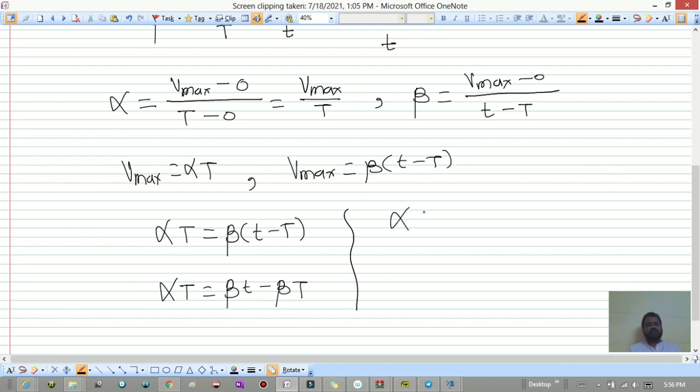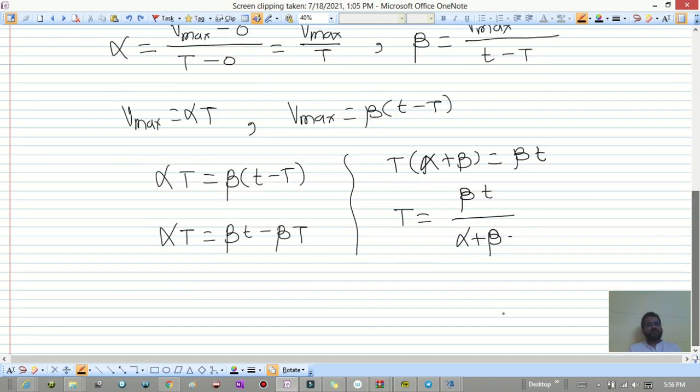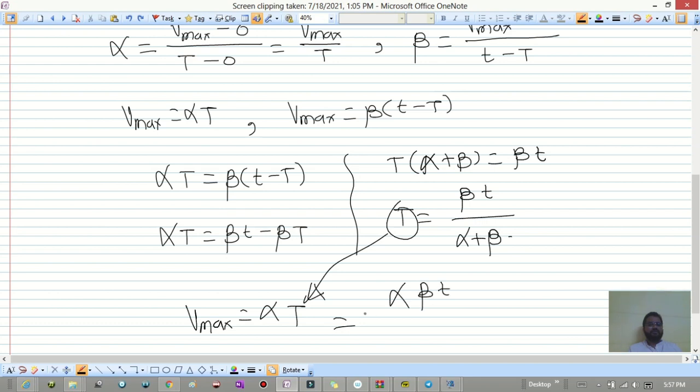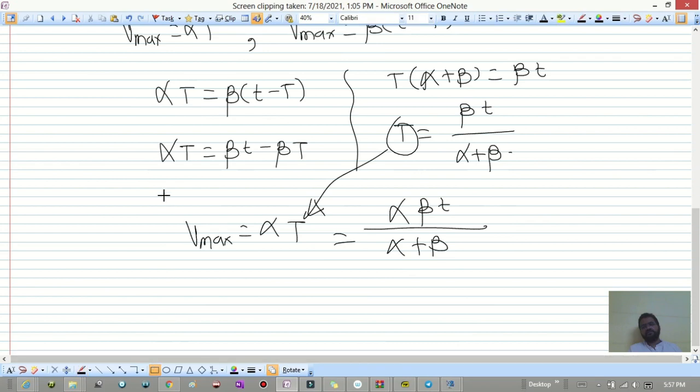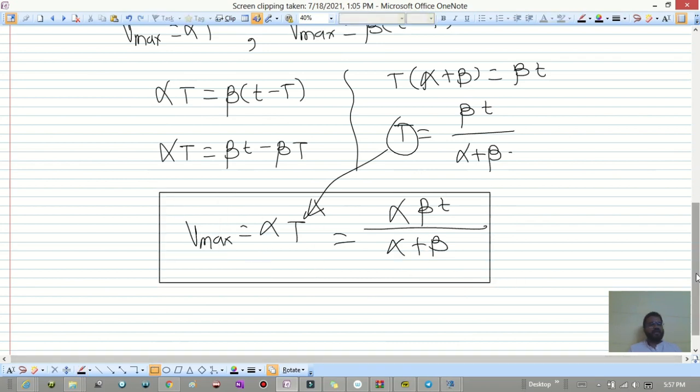So capital T we can take common, capital T in bracket alpha plus beta is equal to beta into small t. So what is capital T over here? Beta into small t divided by alpha plus beta. So what is Vmax then? Vmax is alpha into capital T, put this capital T over here, we will get alpha beta small t divided by alpha plus beta. This is the Vmax we have.